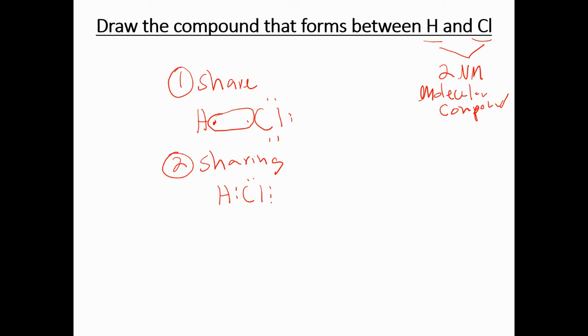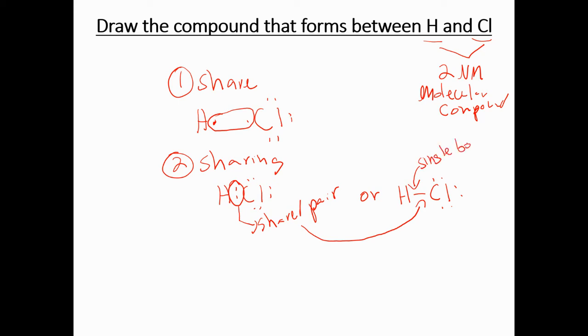H Cl. This is the shared pair. Sometimes you might represent it as H-Cl. So the shared pair could be represented as a line like that. Typically one line is called a single bond. And that just means that two electrons are shared in there. One came from the hydrogen and the other one came from the chlorine.